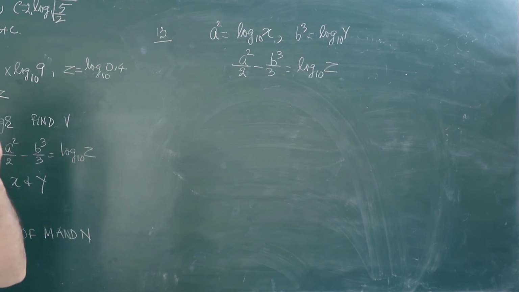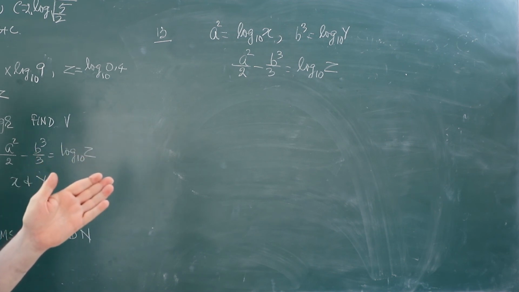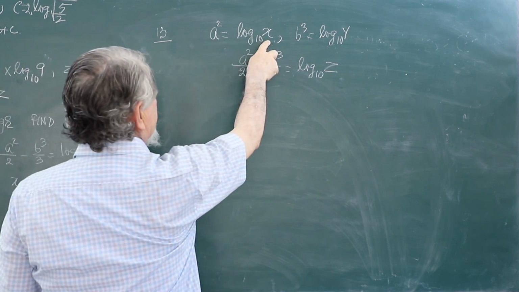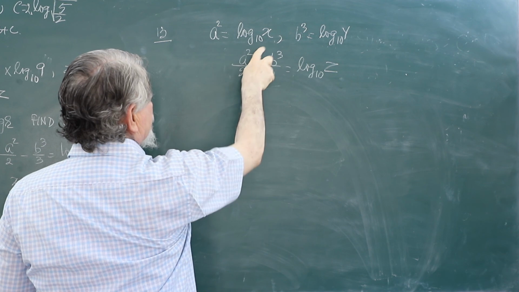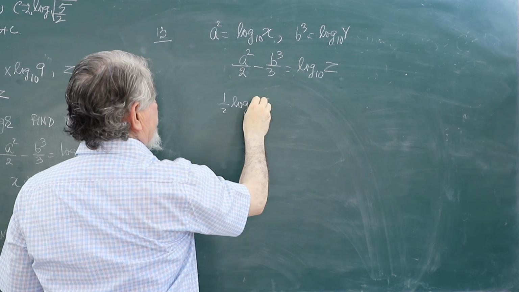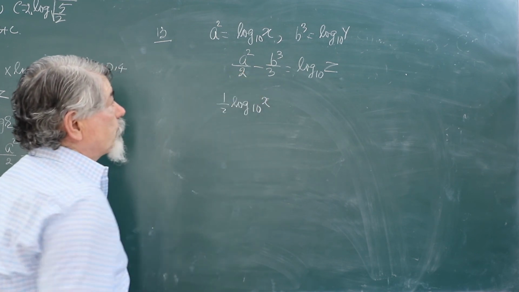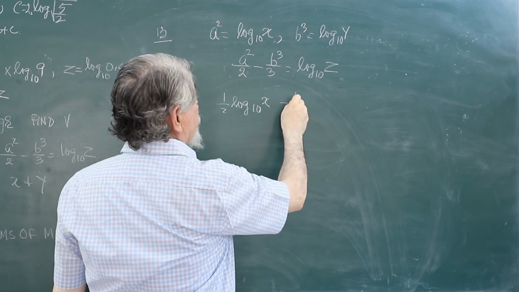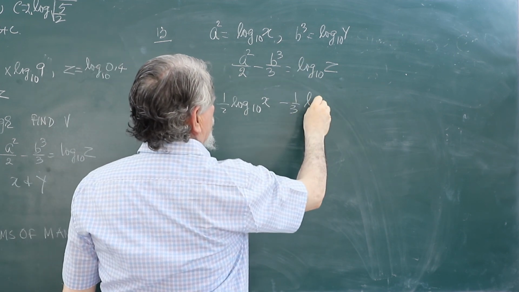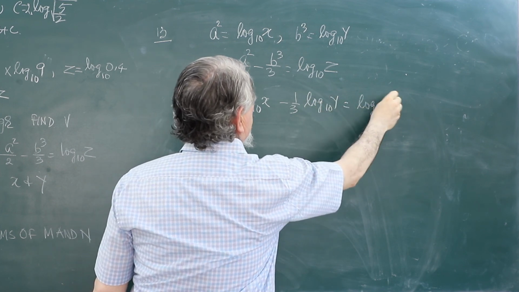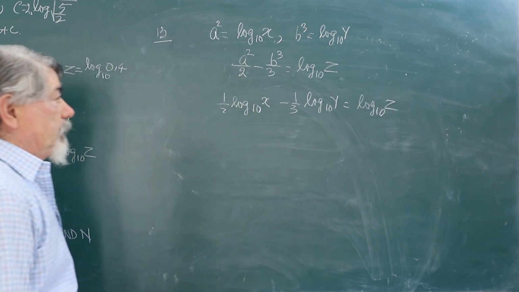Just now log z is given in terms of a square and b cube. From a square and b cube I have to put them in the form of x and y. So a square is already given, so in place of a square I'll write log x to the base 10. This is half log x to the base 10. Half a square. What is the value of a square? Log x to the base 10. And minus 1 upon 3 b cube. What is b cube? Log y to the base 10 is equal to log z to the base 10.